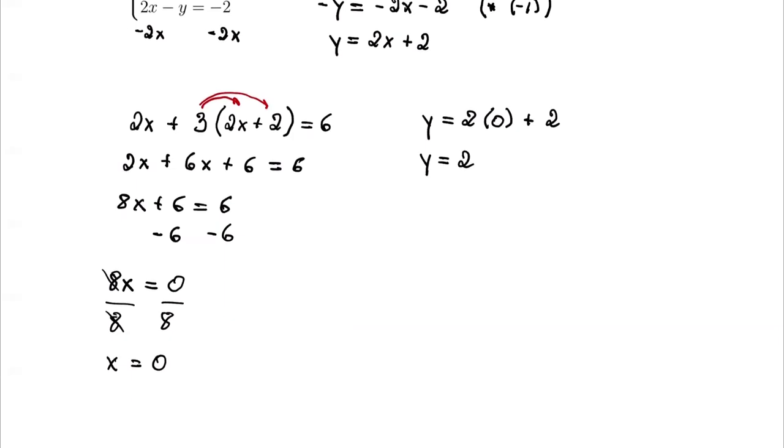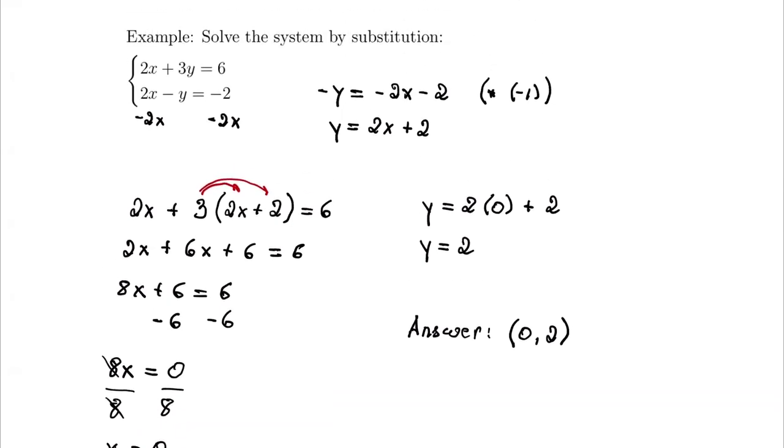So the answer is (0, 2). The first value is always the value of x, and the second one is the value of y. All right, so let's review a couple things here, making sure that we fully understand.